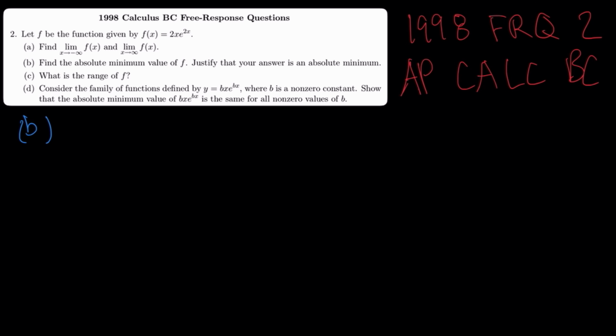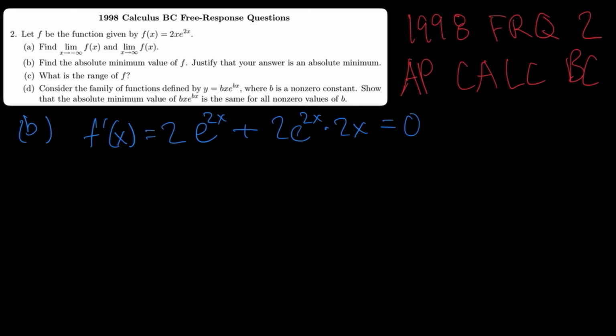So to do this, we first need to analyze the critical points of f, or find them. So we're going to find f prime of x and set it equal to 0. So f prime of x equals, using the product rule and the chain rule, 2 e to the 2x, where the constant 2 is the derivative of 2x, plus 2 e to the 2x times 2x. And we're setting this equal to 0. For the derivative, I can factor out a 2e to the 2x, which I will do.